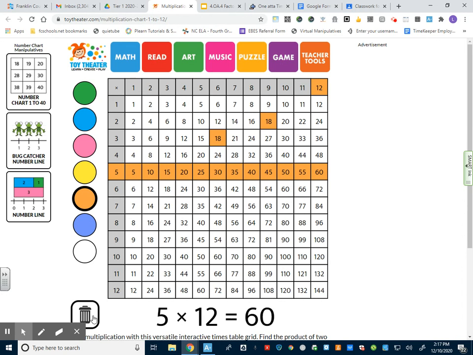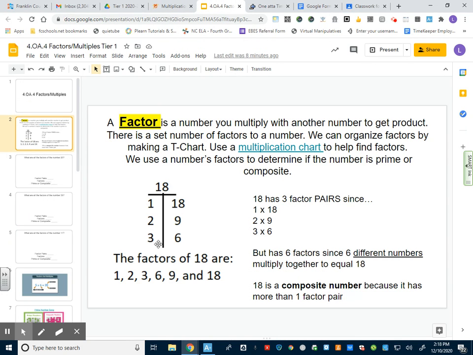If I look at my 6 tables, I see 6 times 3 is 18. But since I already put 3 and 6, I wouldn't put 6 and 3 again because they're the same factors, so I know that I'm finished because I've started to repeat myself. Based on that T-chart, I know 3 things. The first thing I know is that there are 1, 2, 3 factor pairs because a pair, like our pair of shoes, is a set of 2.